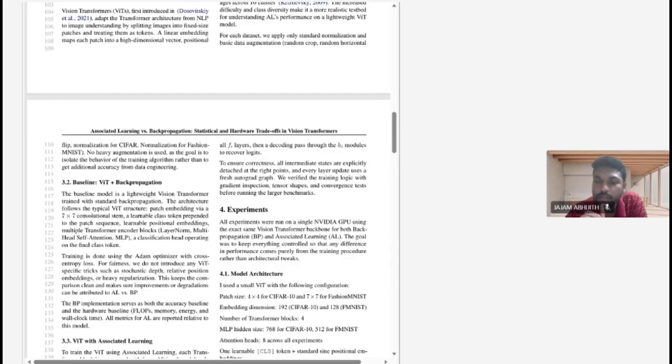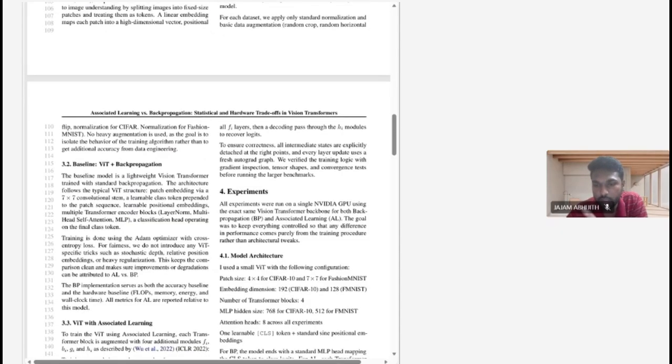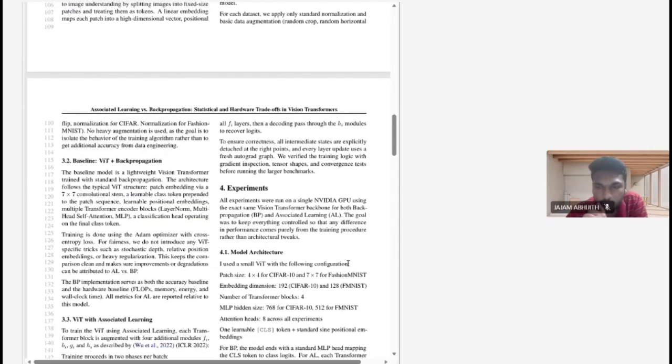For the training setup, we trained both backpropagation and associative learning for 30 epochs with identical hyperparameters to keep things fair. We used the Adam optimizer with a learning rate of 3 times 10 to the minus 4 for CIFAR-10 and 1 times 10 to the minus 3 for FashionMNIST. Batch size was 128 across all experiments.